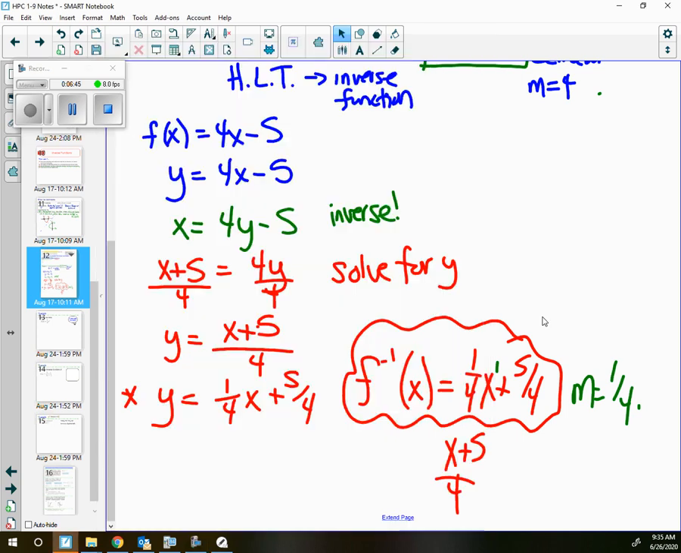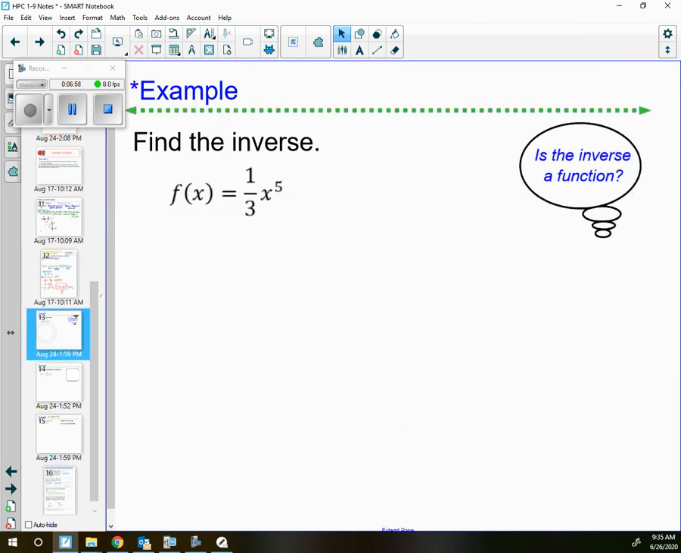So to find an inverse algebraically, we just switch the x and the y, so the domain and the range, and then for user friendliness, we solve for y, and that process is always going to be the same. It was kind of the same as what we were doing even on our tables of values, right? We just switch the x and the y.